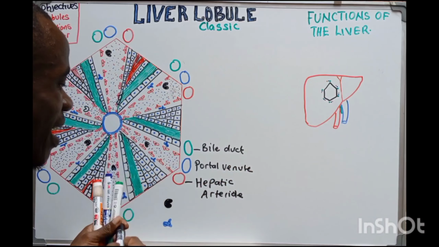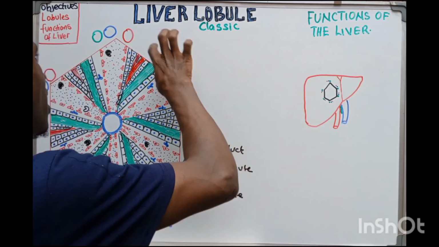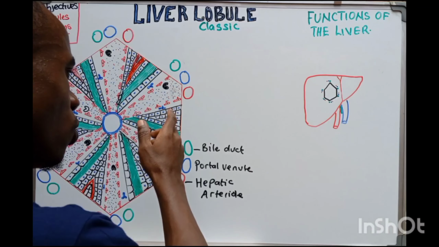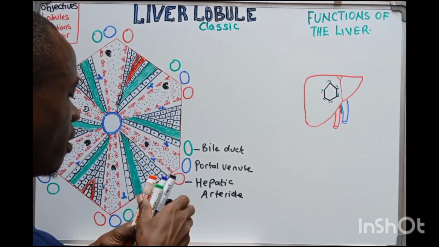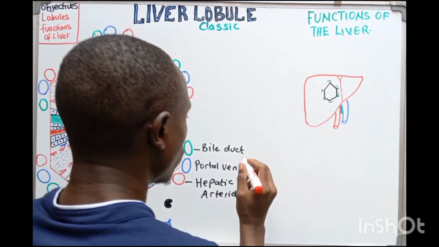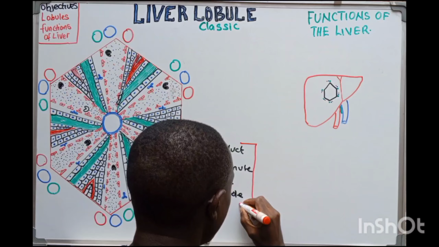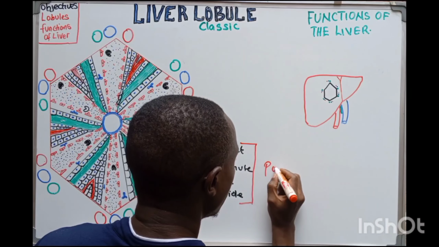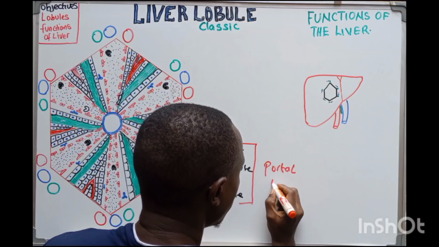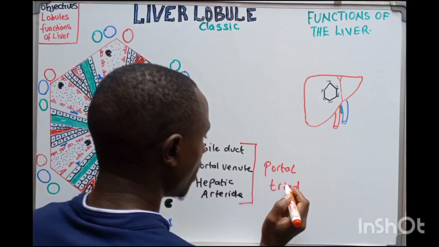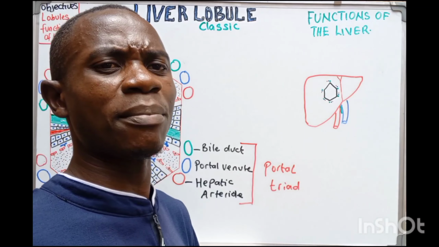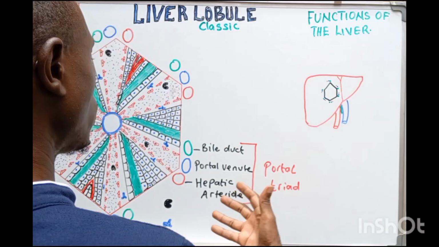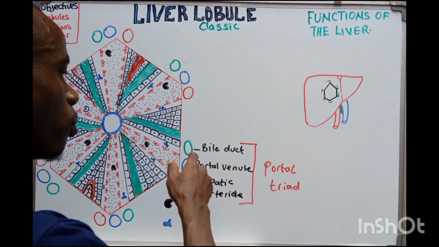Okay. So now these structures are going to be the same on all corners of this hexagonal structure we are calling the liver lobule. Now, these 3 structures collectively are what we call the portal triad. However, you should bear in mind that I will also have some other tiny structures that are going to be entering through this portal tract.